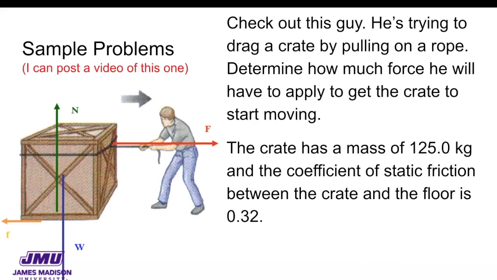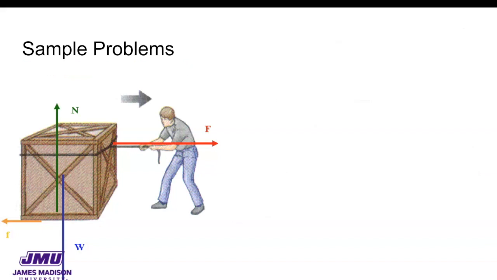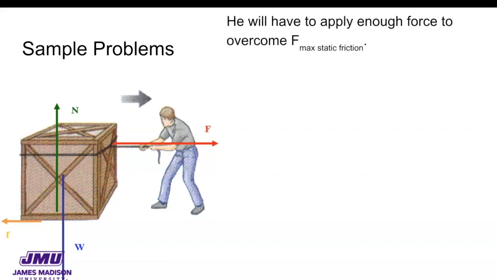So this guy's trying to drag a crate. I think I gave you the numbers that I had calculated, but I didn't walk through it, so I at least want to walk through it really quickly here. We have that the mass of the crate is given as 125 kilograms, and we have that the coefficient of static friction between the crate and the floor is 0.32. And the wording of this question is a little bit odd, but really what it's asking is how hard does he have to apply this force, this F, how hard does he have to pull in order to overcome static friction? He will have to overcome whatever the maximum static friction is.